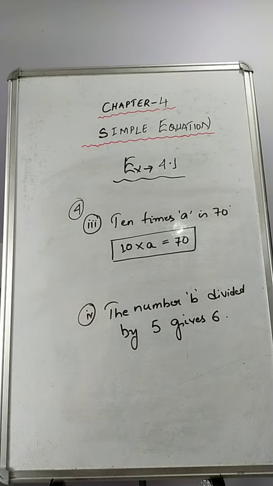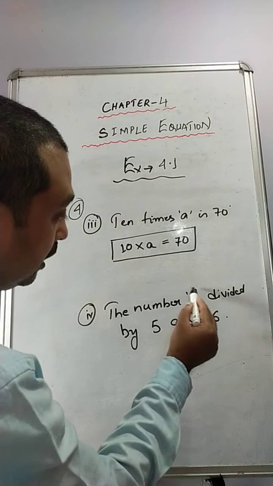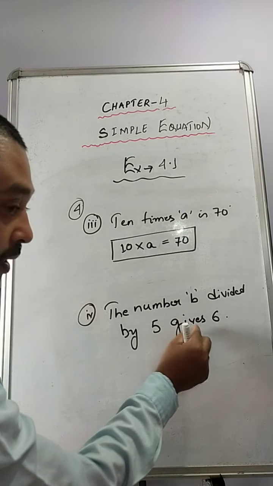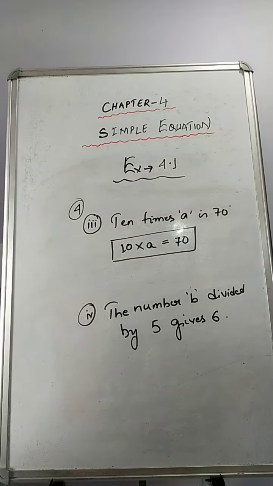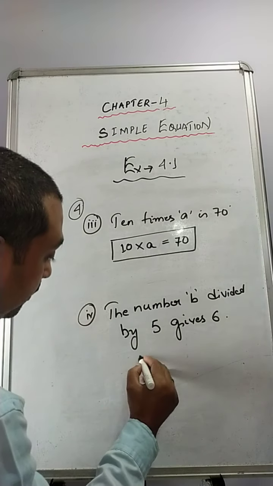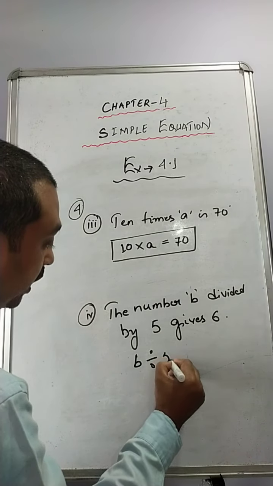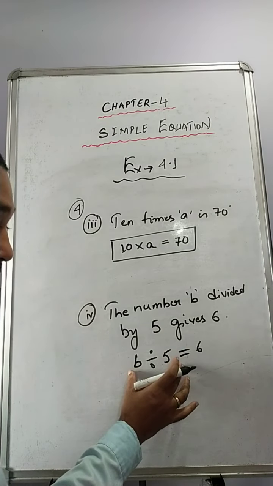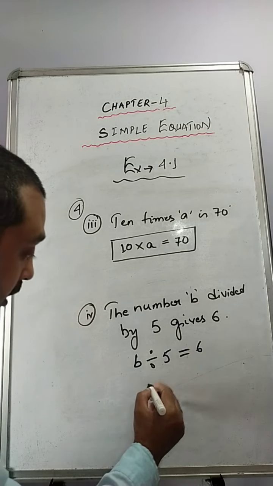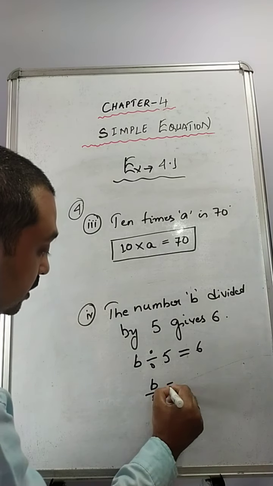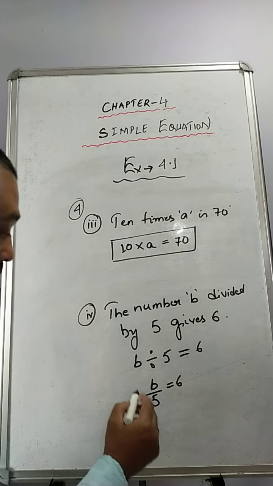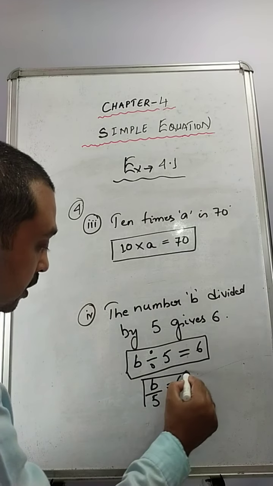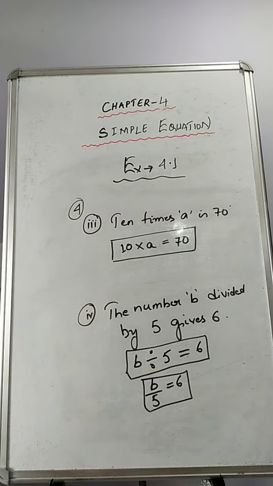Let's move on to sum number 4 now. It is written the number b when divided by 5, the result is 6. See, gives represents what? The equals to sign. So number b when divided by 5 gives means equals to 6. This equation can be written in another way also, that is b by 5 equals 6. You can write either one, and both are right.